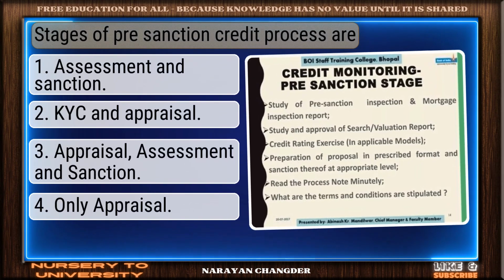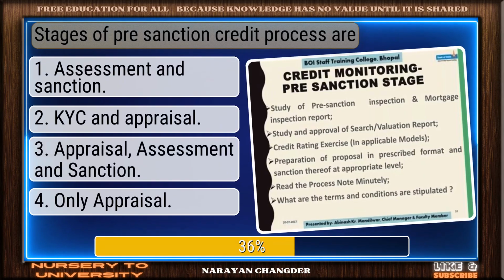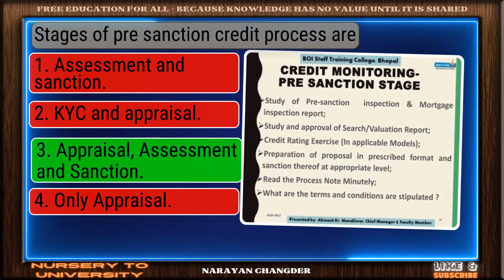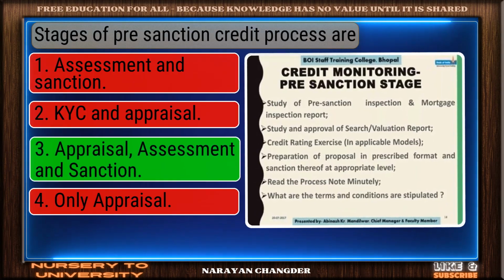Stages of pre-sanction credit process are: Sharp thinking. Appraisal, assessment, and sanction is the right choice.